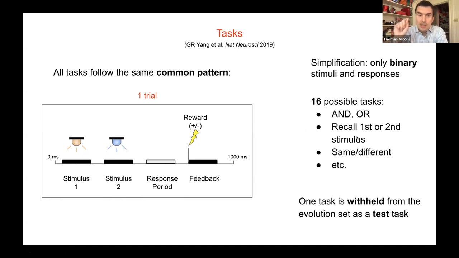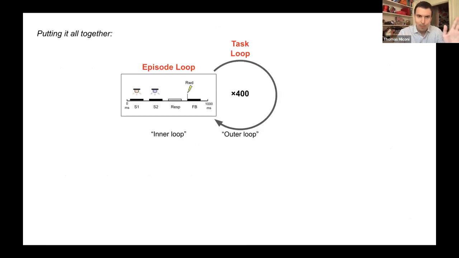Importantly, one of those tasks is going to be withheld from the training set. We're going to keep one task that we never show to the agent during evolution. Then periodically, we're going to test the agent on how well it can learn this task that it has never seen before during evolution, because that's what we're really interested in. Not just the ability to perform certain already seen tasks, but the ability to learn novel cognitive tasks that it has never seen before.